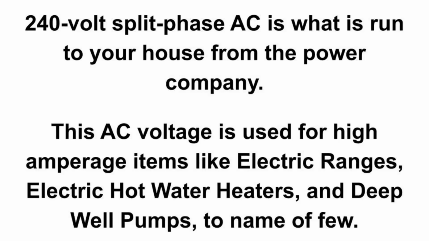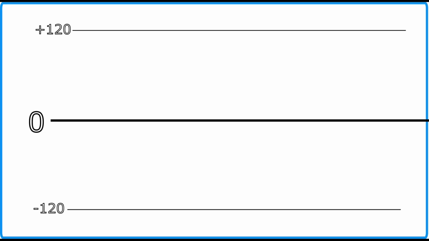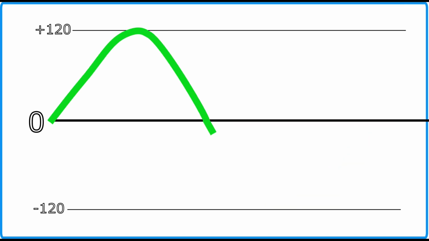This AC voltage is used for high amperage items like electric ranges, electric hot water heaters, and deep well pumps, to name a few. This voltage is called alternating current, as the positive and negative poles alternate from 0 volts up to 120 volts positive and then down through 0 volts to negative 120 volts and repeats. This is called a pure sine wave and happens 60 times per second and is referred to as 60 hertz.